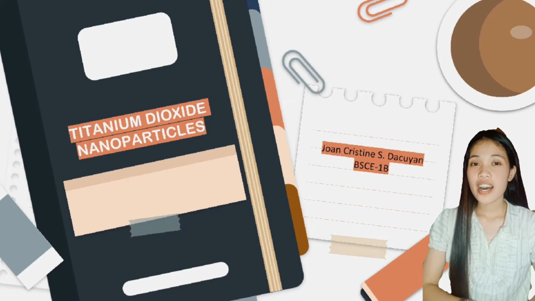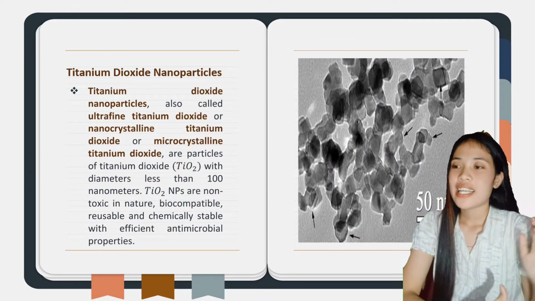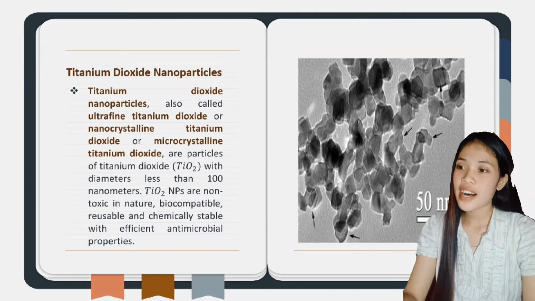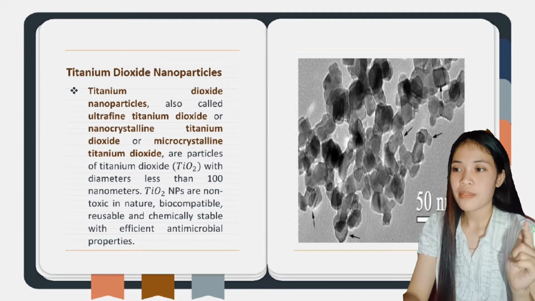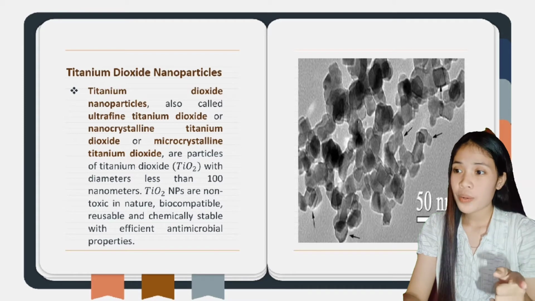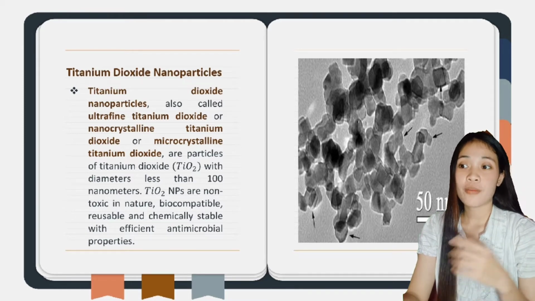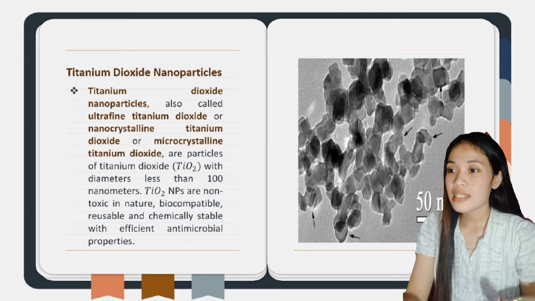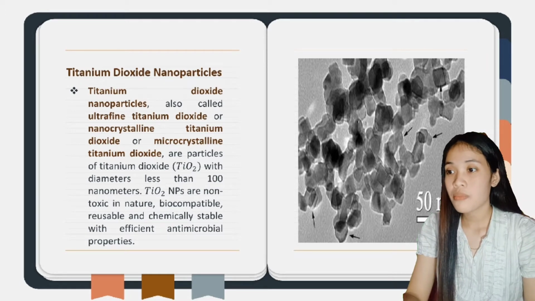First, let us define what titanium dioxide nanoparticles are. So, titanium dioxide nanoparticles, also called ultrafine titanium dioxide or nanocrystalline titanium dioxide or microcrystalline titanium dioxide, are particles of titanium dioxide, obviously, but with diameters less than 100 nanometers.